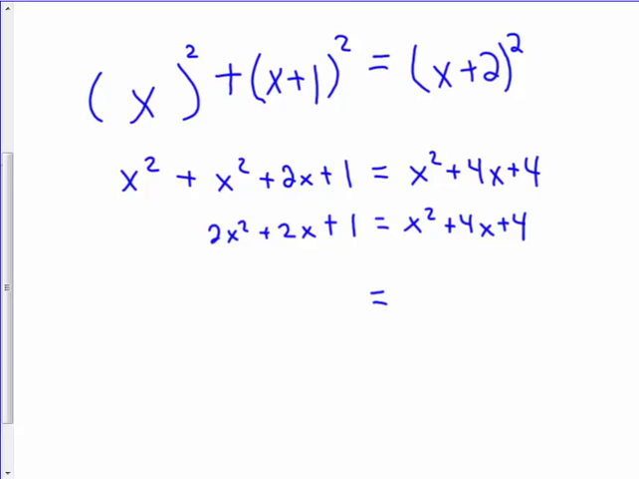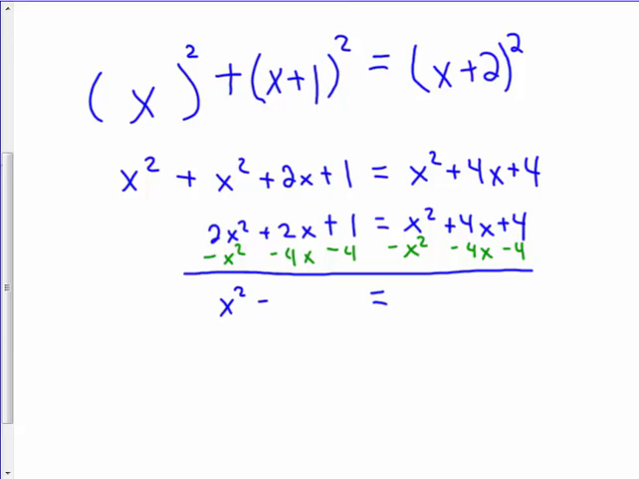So at this point, what do I have to do? I have to get everything over to one side. I have to get a 0 on one side, everything else on the other. So I'm going to move everything on the right side over to the left side. When I do this, on the right-hand side, I get 0. On the left-hand side, I get x squared minus 2x minus 3.